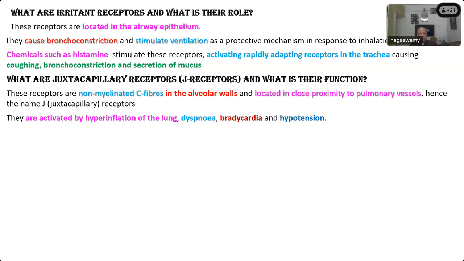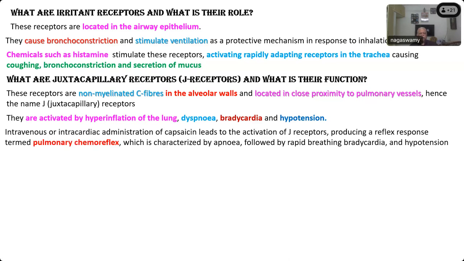So why do they puff, go on breathing heavily like that? Because there is a hyperinflation of the lung. And which receptor is responsible for that? It is the juxtacapillary or J receptor. In patients who become dyspneic, this receptor is also very important for that dyspneic episode. In bradycardia, whenever the patient has a decrease in heart rate, this will be stimulated. And hypotension will also stimulate the juxtacapillary receptors.